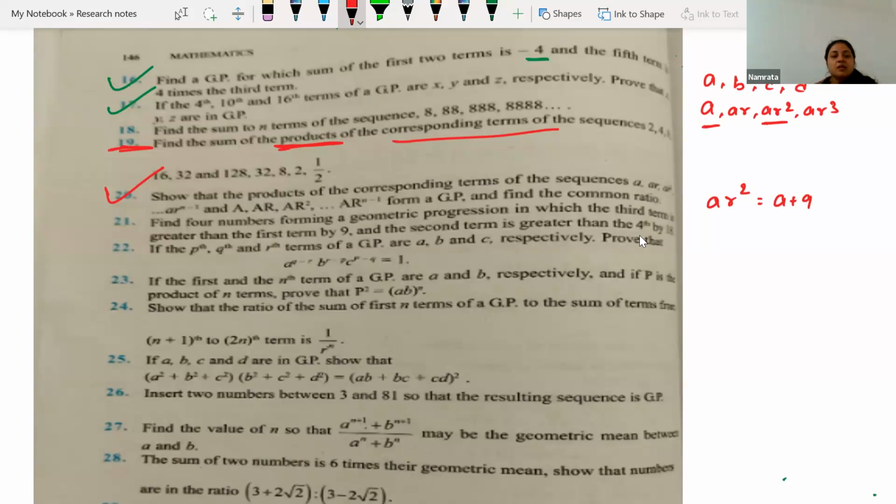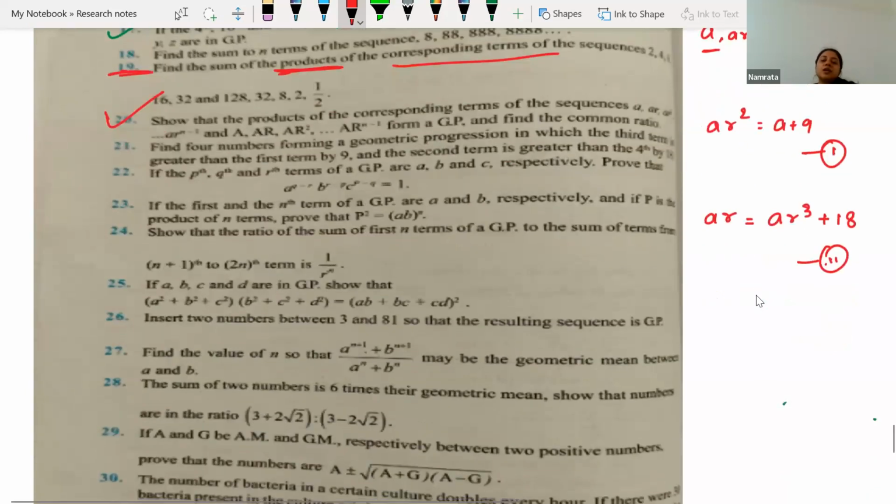Yes, ma'am. Similarly, it says that the second term is greater than the fourth term by 18. So the second term is already greater, so the fourth term plus 18. These two equations we are having, and we just have to solve these two equations for the value of a and R. Find the four numbers. For the value of a and the common ratio, we have to solve it. Let's see how we can solve it.